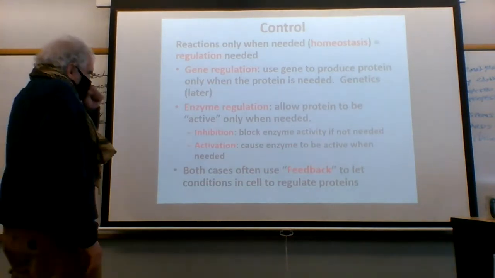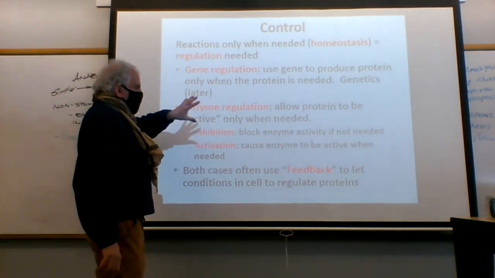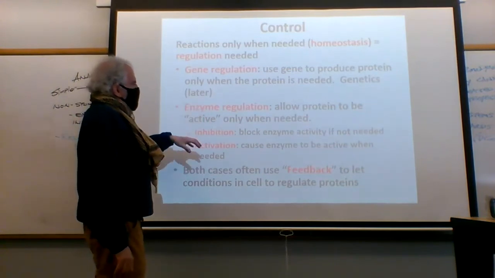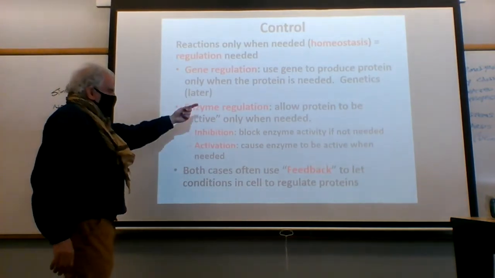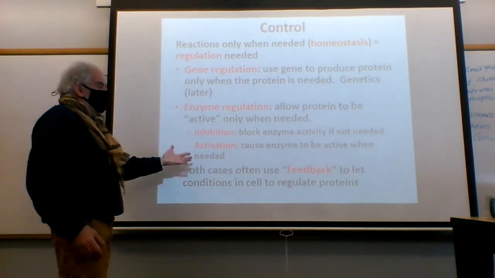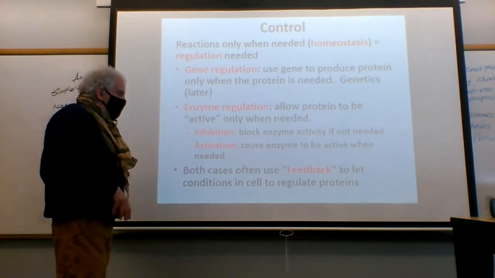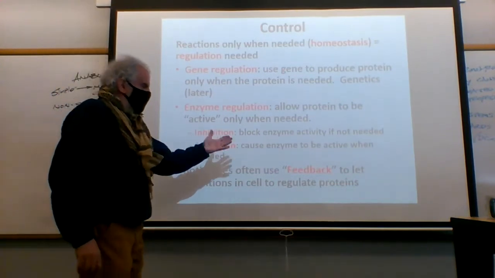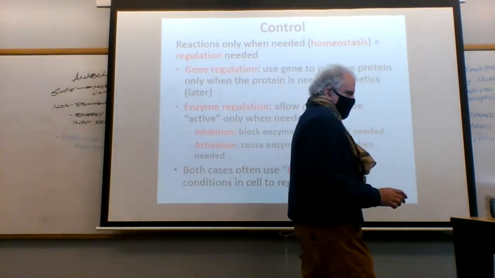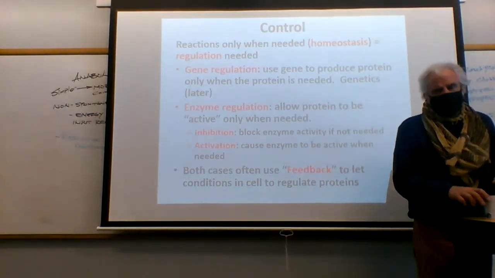So there's some interesting stuff happening with that in biochemistry. But if you've got an enzyme present, then you may only have it active at specific times. The enzyme can be inhibited. The enzyme can be activated. So you can have inhibitors or activators. And then we also have what we call a feedback mechanism. It's a little bit like a thermostat.